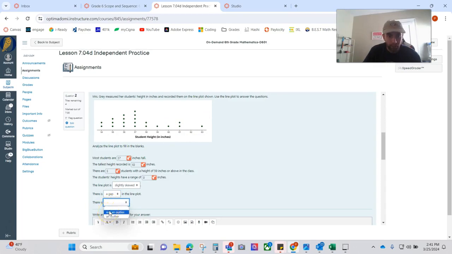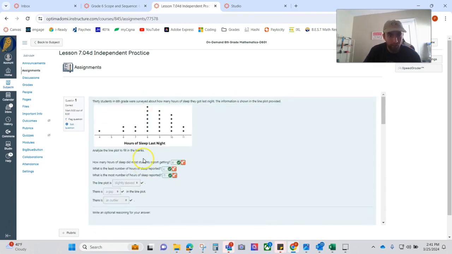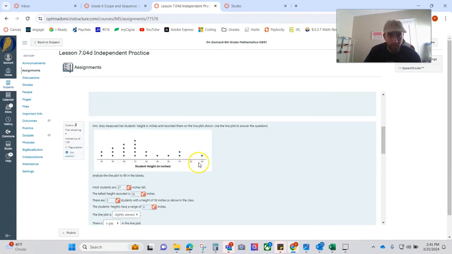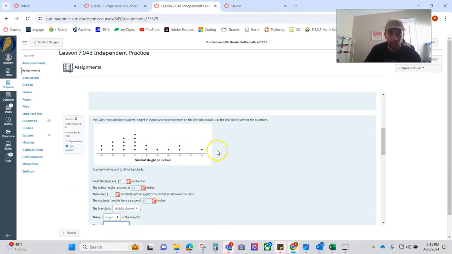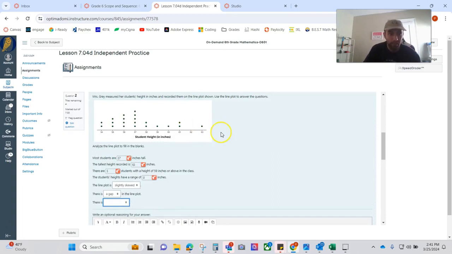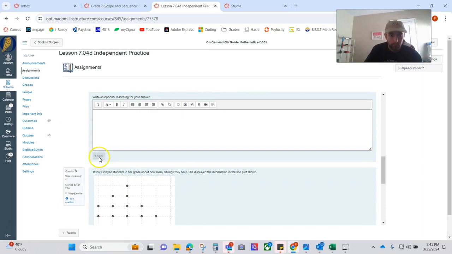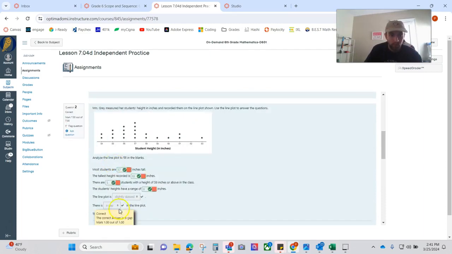Is there an outlier? I think there would be, based on this question. I think if there is a gap, that means there is an outlier. There is a number that lies outside the other numbers. I think that's what that would mean.